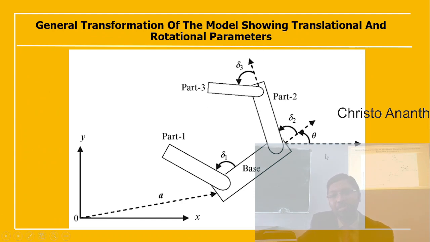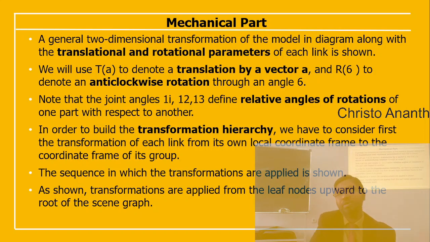Okay, so here if you can see, we'll have the base, part 1, part 2, part 3. So it will be having a model with the theta, and here with regards to the perpendicular we'll have x, y, 0, the distance a. Okay, so this is actually the general transformation of the model, which shows translational and of course rotational parameters. So first we will see the mechanical part. The general 2D transformation of the model in the diagram will show the translational as well as rotational parameters.